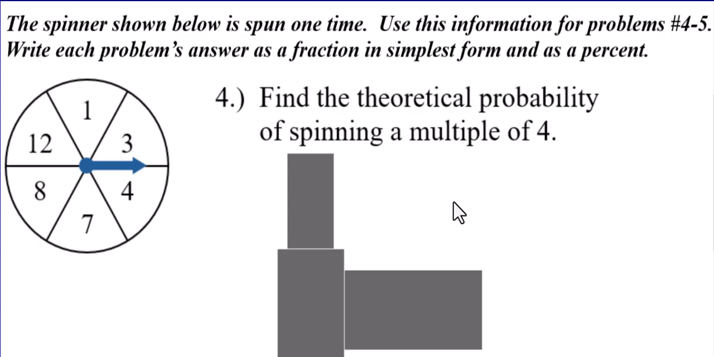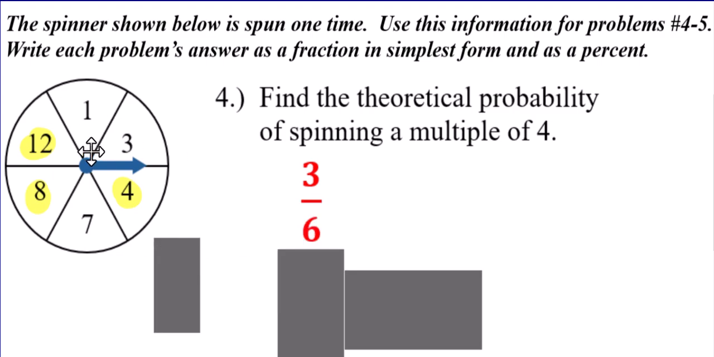Okay, have you already done number 4, 5, and 6 on your own? Problem number 4, we're looking for the theoretical probability of spinning a multiple of 4. Multiples of 4 would be like counting by 4s. 4, 8, 12, 16, which is not on the spinner, 20, which is not on the spinner, and so on and so on and so on. So there are only 3 multiples of 4, and there's only a total of 6 spaces on this spinner.